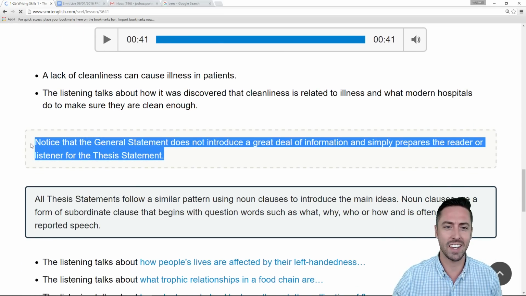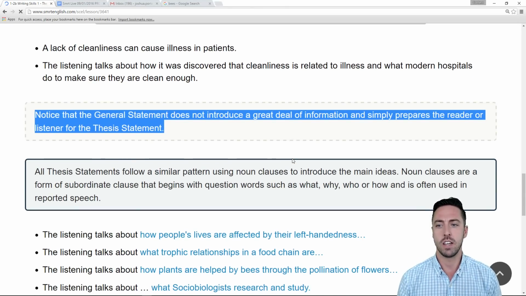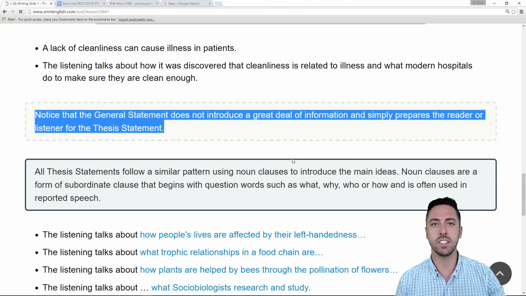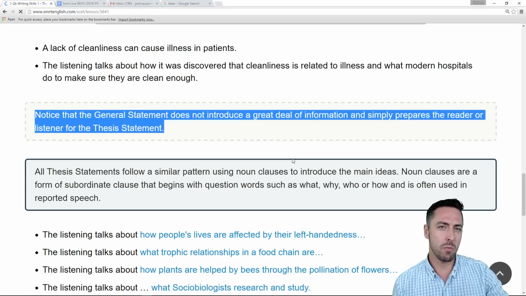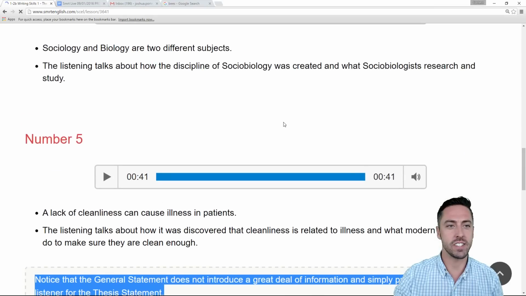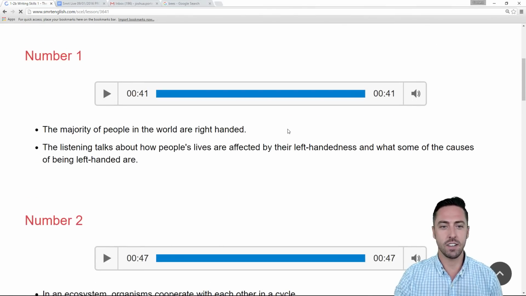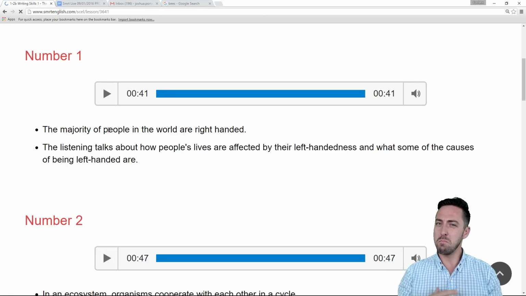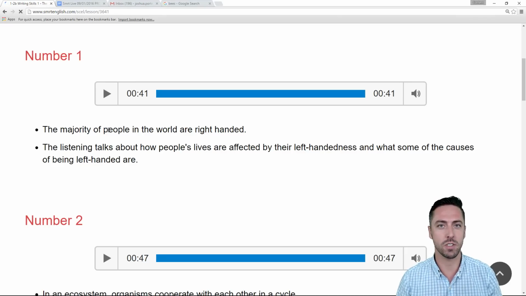So we notice the general statement does not introduce a great deal of information. It simply prepares the reader or listener for the thesis statement. So we could make guesses about what these thesis statements are, but we don't really know what the argument is. We simply know the topic. We know what the idea is. So in example 1 up here, the idea was people being left-handed or right-handed. The majority of the people in the world are right-handed. So we can make a guess about what the writer might want to argue, what point they might want to make, but we don't know yet. We only know the general topic.